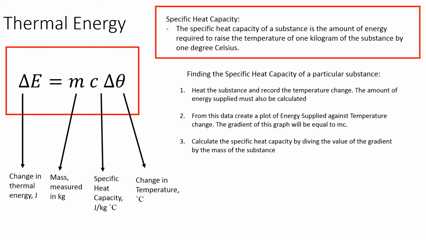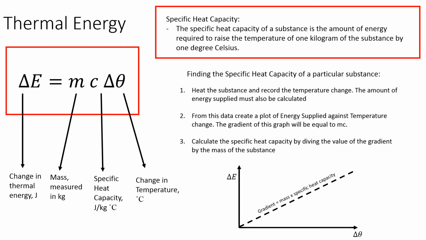There is a required practical on this actually, and I'm just going to quickly talk over this because it can come up in extended questions. So when you want to find the specific heat capacity of a particular substance, you're going to heat the substance, usually with an immersion heater placed into a hole in the block. Let's say if it's copper or a different kind of metal, it's a little bit different for water. And then you're going to record the initial temperature, and then after a certain amount of time you're going to record the final temperature. The amount of energy supplied must also be calculated.